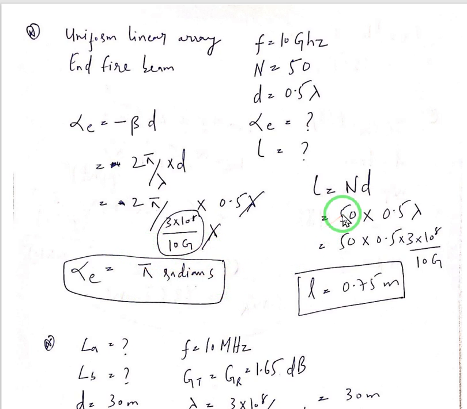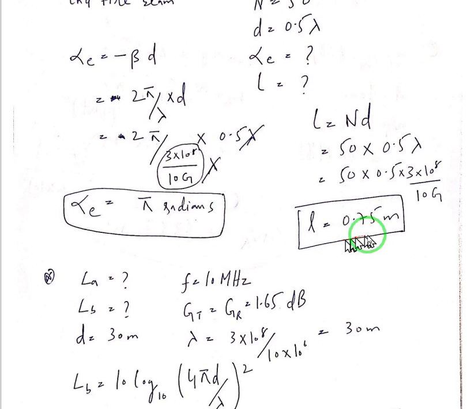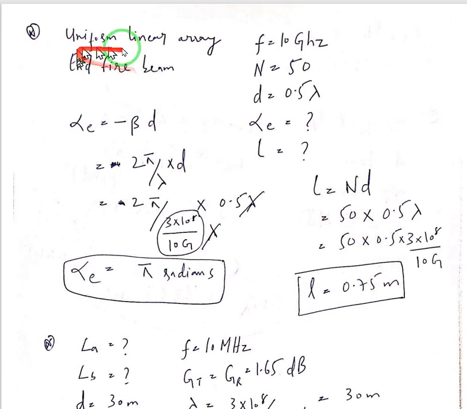Then we have to find the length, which is equal to Nd. N is the number of radiators, which is 50, or number of array elements, which is 50. D is given as 0.5 lambda. We put in the values in the formula, that is L is equal to Nd. The answer comes to 0.75 meters. So the length of the uniform linear array in order to work for this frequency with these parameters should be 0.75 meters, and the excitation phase at which the antenna will excite or receive the power is pi radians.